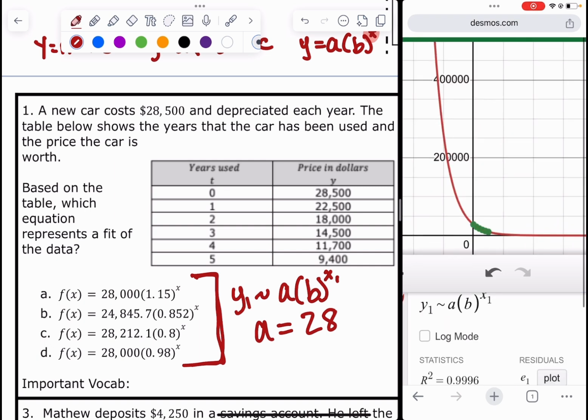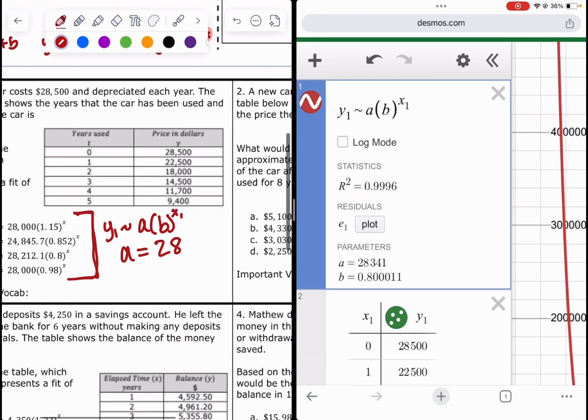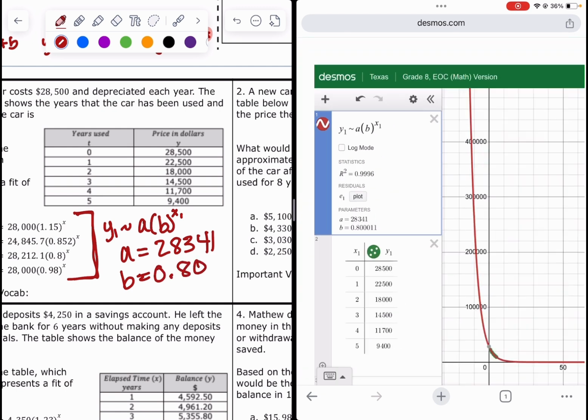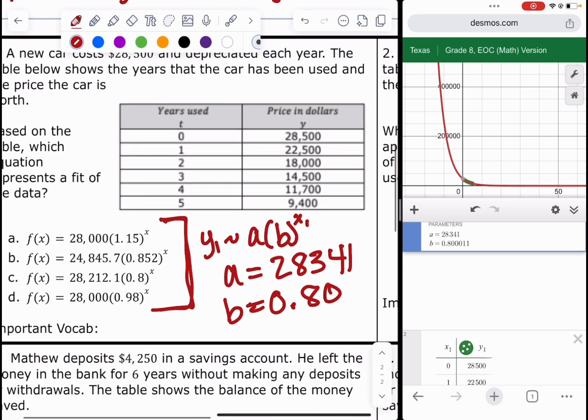Zoom out, please zoom out. Okay, a equals 28,341, b equals 0.80. So when we look at our stuff, remember, I like to look at B first because it's just a little bit easier. So I have 0.8.